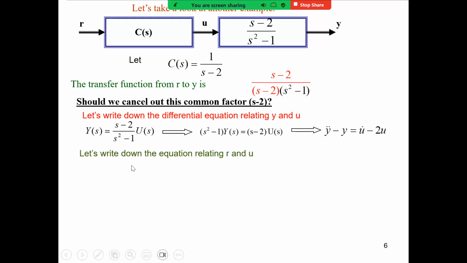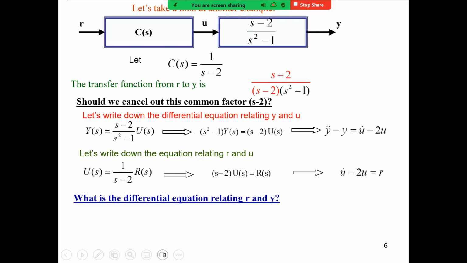Now let's write down the transfer function. Let's write down the equation relating the reference signal r and the input, described by the input equals 1 over s minus 2 times r. The corresponding differential equation, right? Let's put this s minus 2 on this side. We get this one. Therefore, this s is a differentiator, so u dot minus 2u equals r.